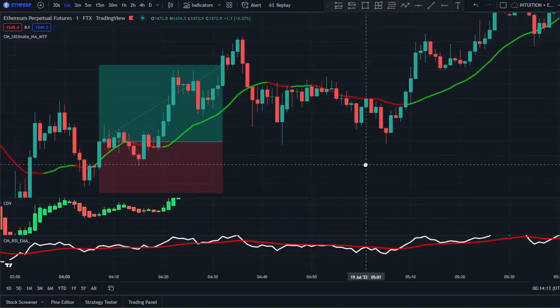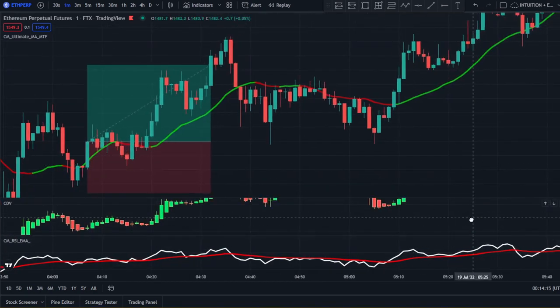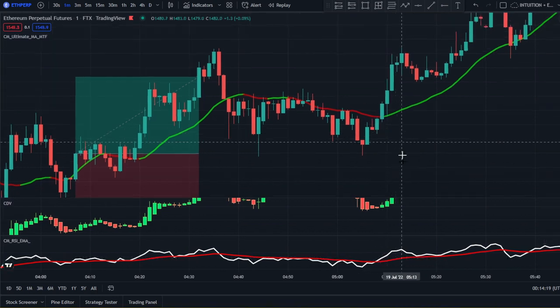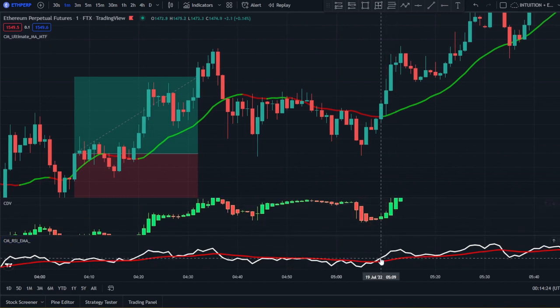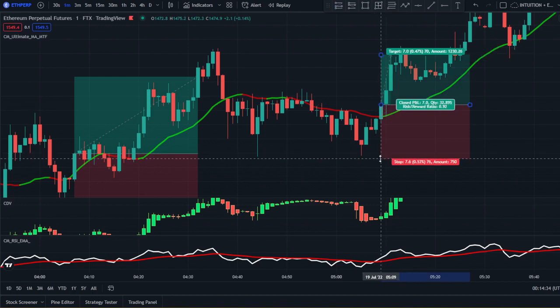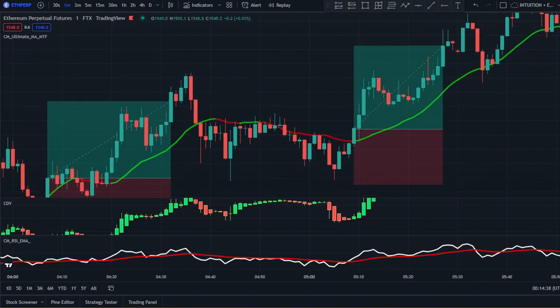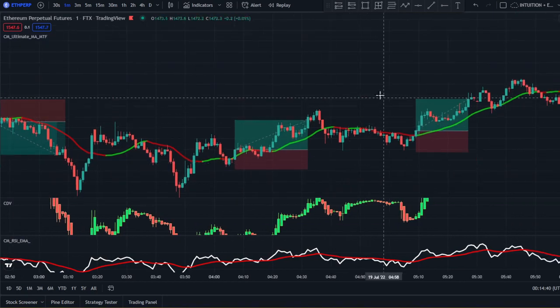So let me show you guys one last trade. If you look here, we have the crossover of the CMRSI above the red line, so there is a signal to go long. Look at the CDV, it is green in color, another signal to go long, and the price is above the trend line, with the trend line being green, so that is a valid entry, and you enter a position there. And there we have another win.